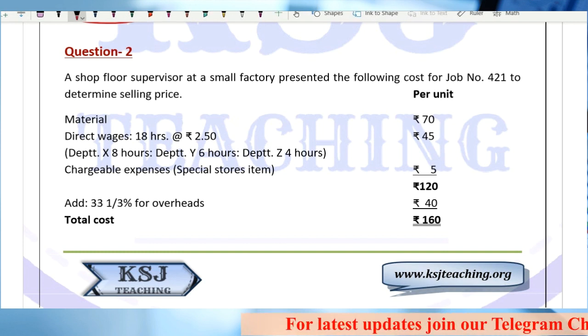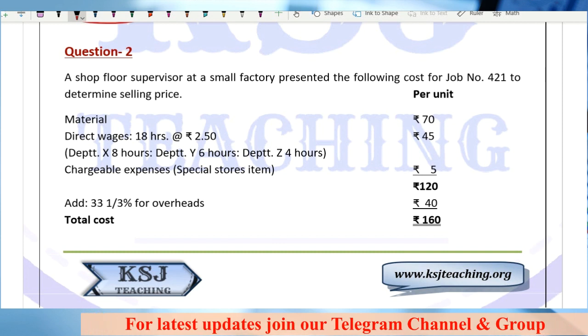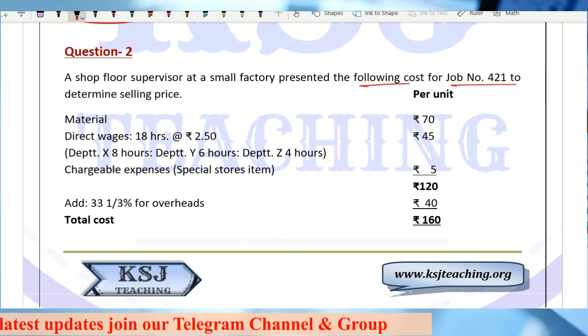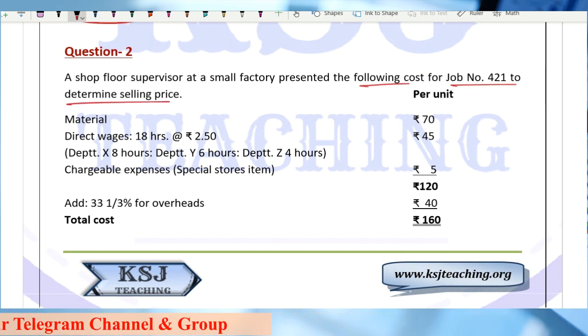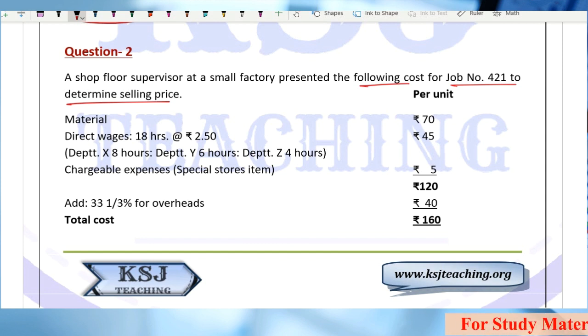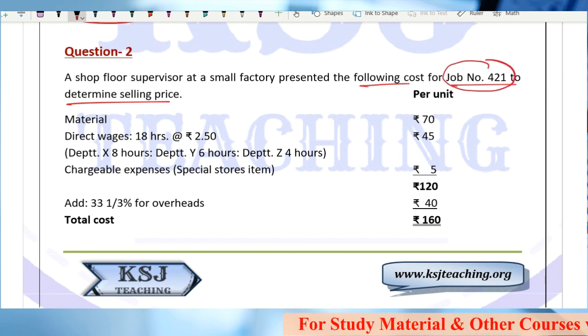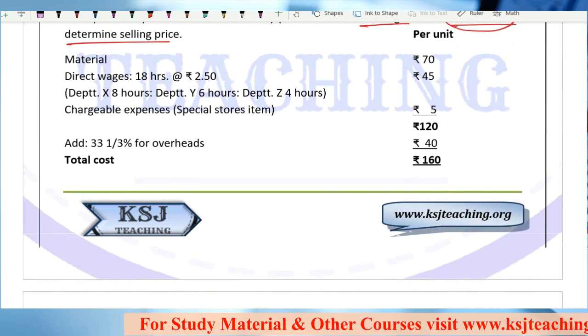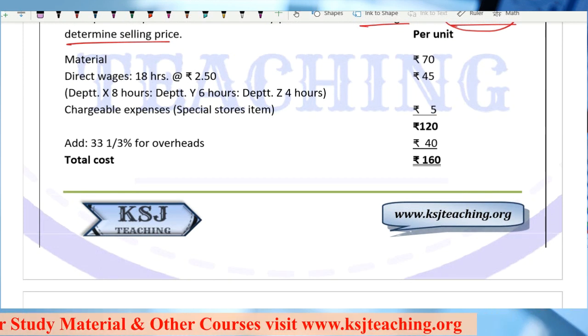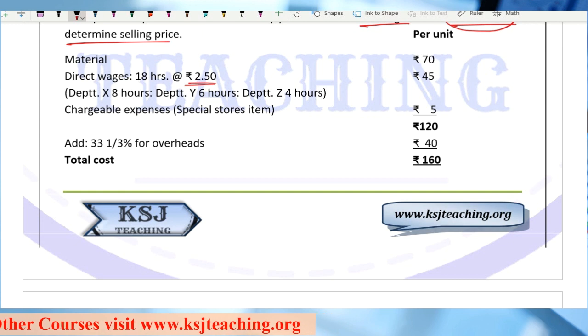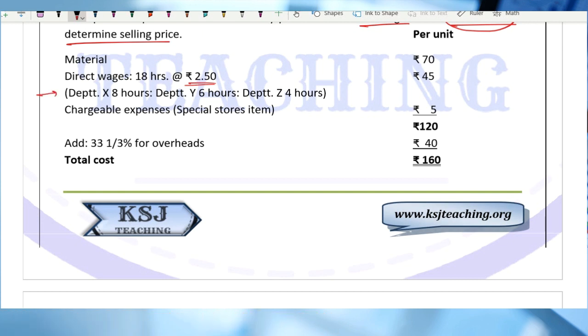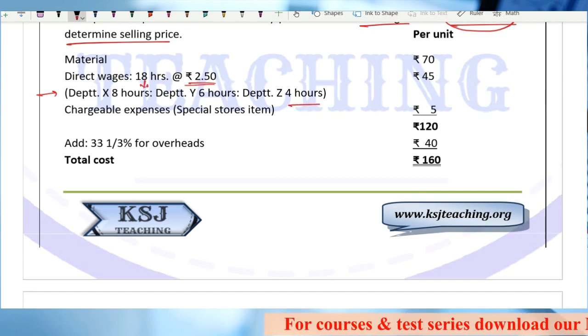A shop floor supervisor at a small factory presented the following cost for job number 421 to determine the selling price. So this is the information regarding the cost that has been provided by a supervisor for a particular job, right? Material 70 rupees, direct wages total 18 hours at the rate of 2.5 rupees per hour, right? And this is the bifurcation of 18 hours: in department X 8 hours, department Y 6 hours, and department Z 4 hours, right? So this is the bifurcation for these 18 hours. Clear?